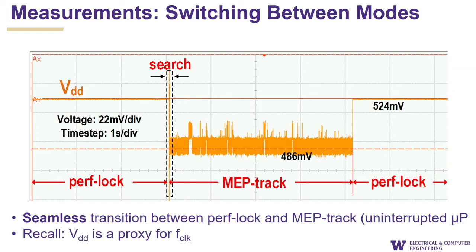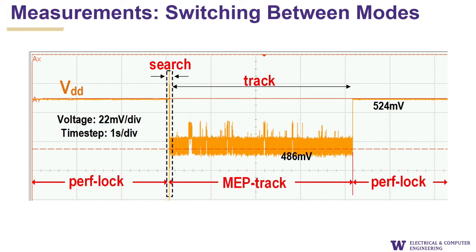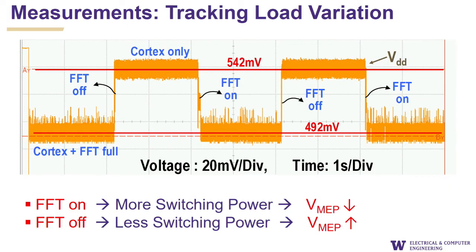What it has to do when it first gets into MEP is it actually has to perform a search and then eventually track the MEP. And that search and tracking operation is basically done using a sort of successive refinement, pseudo gradient descent approach, right? But it's a very straightforward approach, so not really worth discussing in detail for a presentation such as this. Now that's great. You can transition from performance lock to minimum energy.